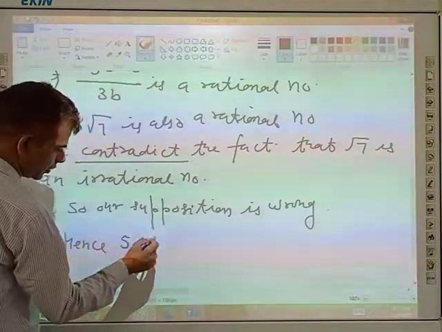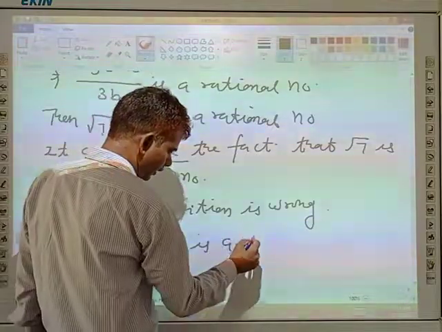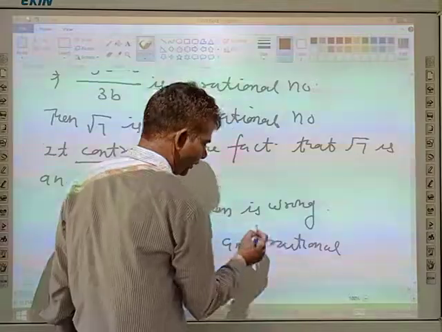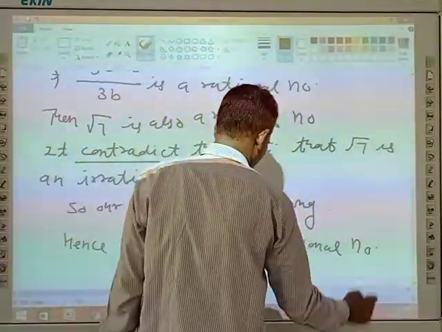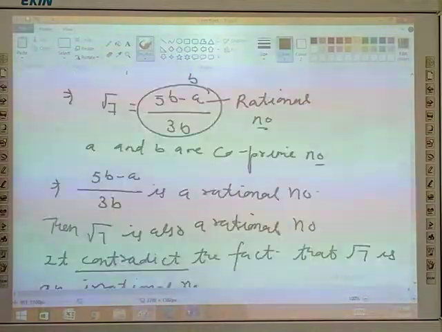5 minus 3 root 7 is an irrational number. 5 minus 3 root 7 is an irrational number.